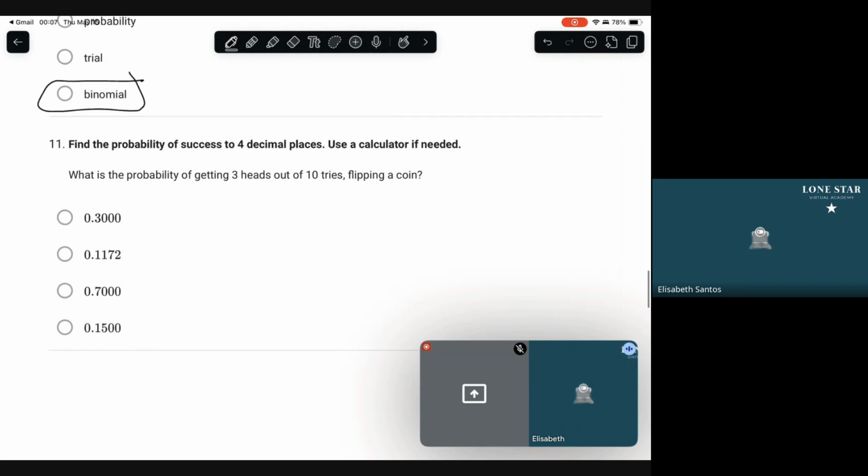Okay, so let's look at number 11 here. It's asking, what is the probability of getting 3 heads out of 10 tries flipping a coin? Since there's only 2 possibilities, right? When you flip a coin, you either get a head or you get tails. And so we're going to use a distribution which is called the binomial distribution.